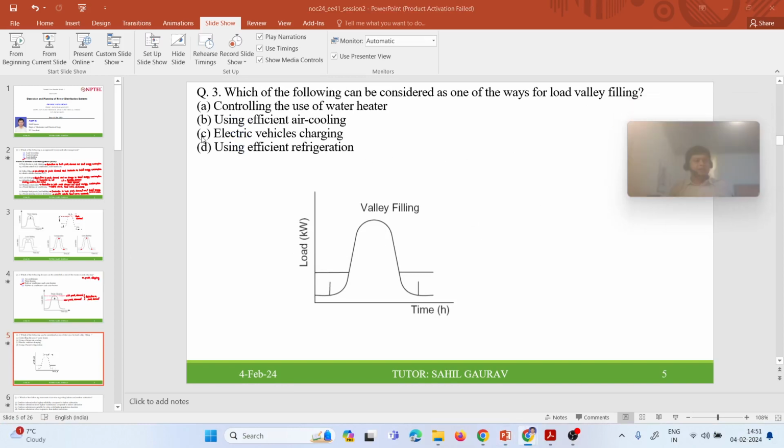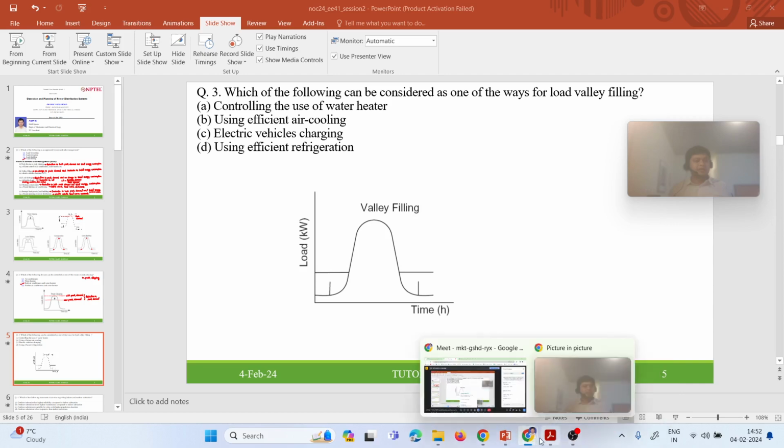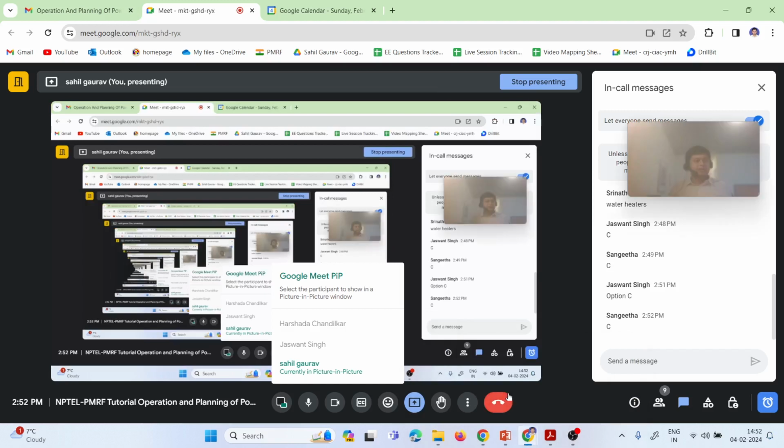So the problem is which of the following can be considered as one of the ways for load valley filling. The options are: A, controlling the use of water heater; B, using efficient air cooling; C, electric vehicle charging; D, using efficient refrigeration. C option. Yeah, C option is correct.